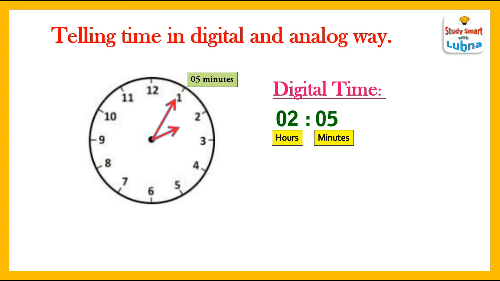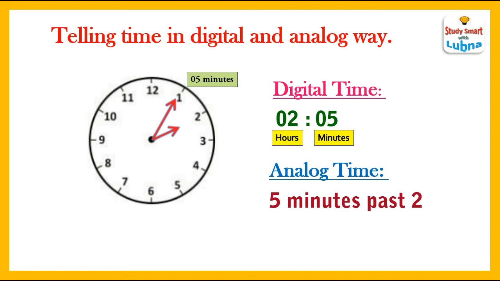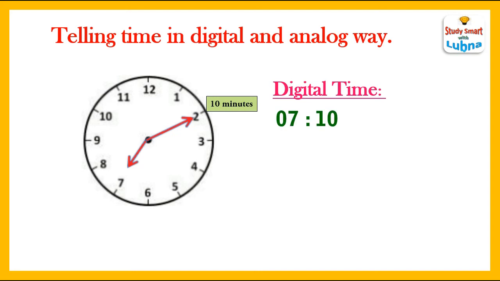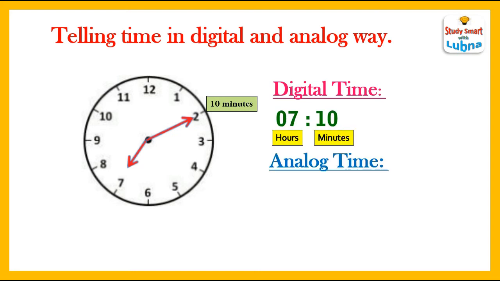Now discuss the analog time. Right now, according to this clock, the analog time is 5 minutes past 2. Let's move to the another clock. Here you can see this hour hand is pointing towards 7, means 7 hours, and the big hand, minutes hand, is pointing towards 2, that means 10 minutes. So the digital time is 7 hours and 10 minutes, while the analog time is 10 minutes past 7.